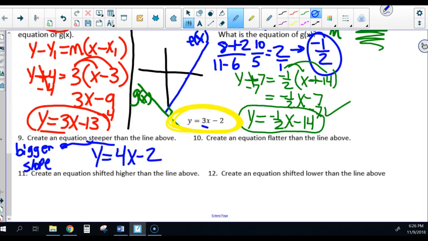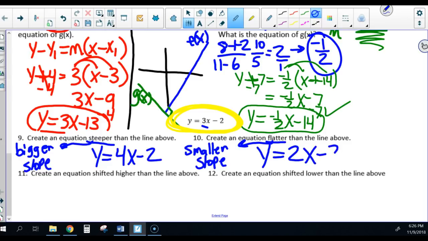Number 10, create an equation flatter than the line above. Well, flatter, that's the opposite of steep. I need a smaller slope. And this is all ignoring any negative signs. Just the number there, not the sign of it. 3 tells me how steep it is. Negative 3 is technically the exact same steepness. It's just in the opposite direction. So we're not looking at the signs here, just the actual number. I need my slope to be smaller than 3. So I'm going to say y equals 2x minus 2.